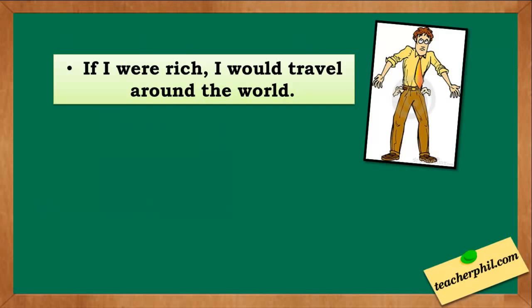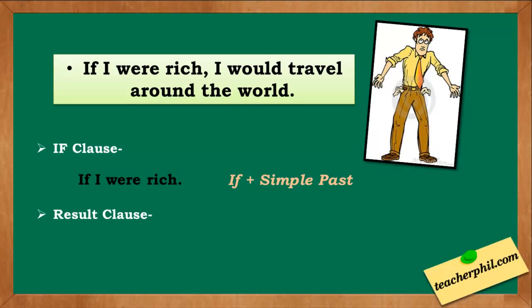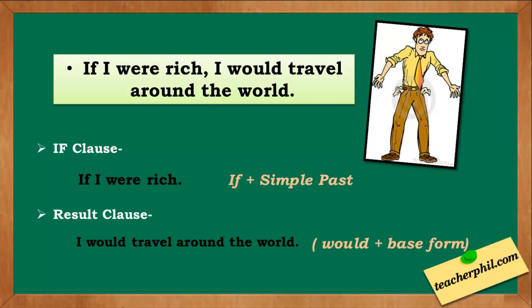Example: if I were rich, I would travel around the world. The current situation of the speaker is far from being rich, so this is not possible. The if clause here is if I were rich. We follow the pattern if plus the simple past were. The result clause is I would travel around the world. We follow the pattern would plus the base form travel.